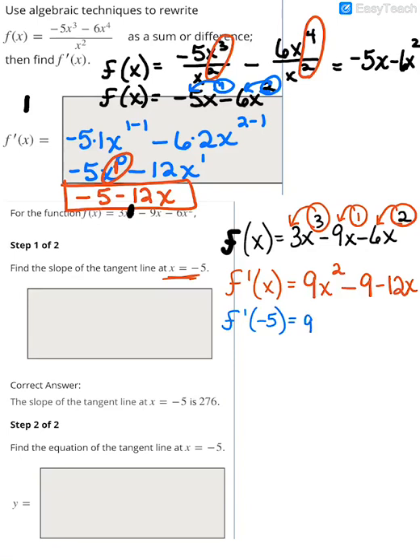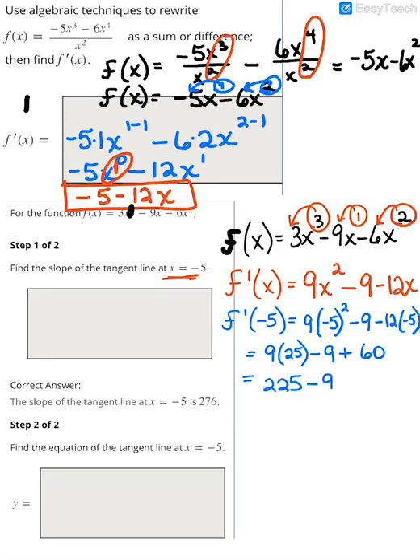So you're going to have a 9 times negative 5 squared minus a 9 minus a 12 times negative 5. So this becomes a 9 times 25 minus a 9, and then that becomes plus a 60. All right, 9 times 25 would be 225, and then minus 9 plus 60. And then 225 minus 9 is going to leave you with 216. And then plus 60 is going to give me a slope of 276.